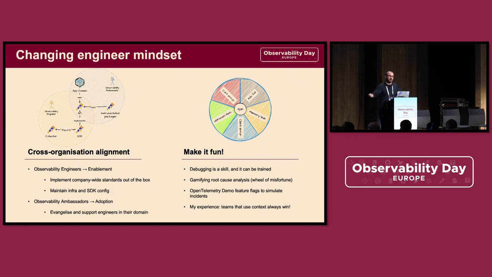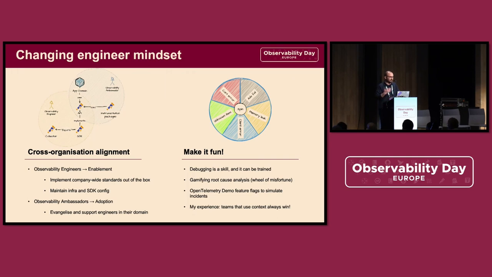They don't need to understand perhaps how the telemetry is then passed down to collectors and all that, but they understand the API layer and they understand the instrumentation packages that they use. So this group of people are basically in charge of adopting those standards to their domain. And you get both of them together, the observability engineers and the observability ambassadors, and they can work together to deliver that cross-organization alignment.